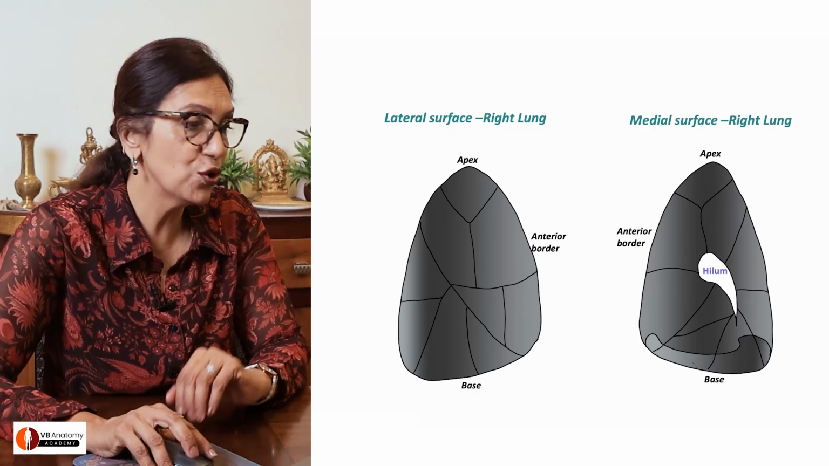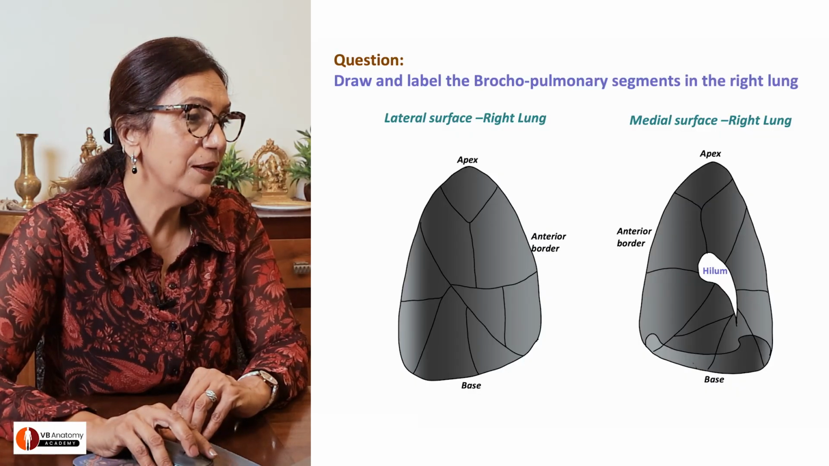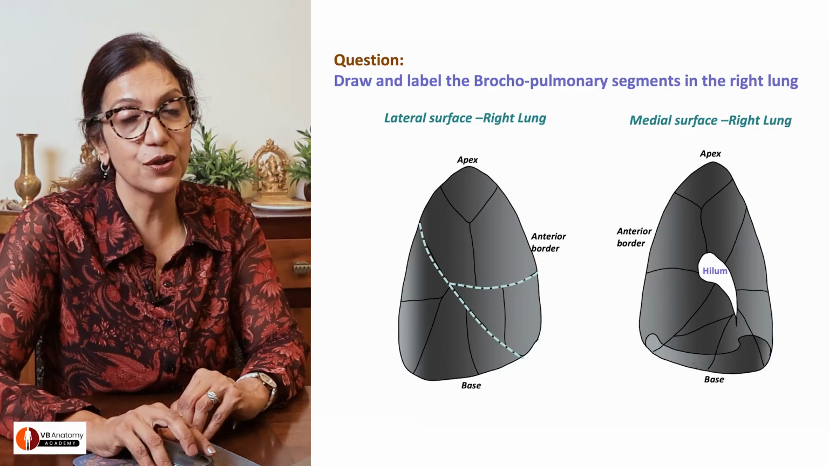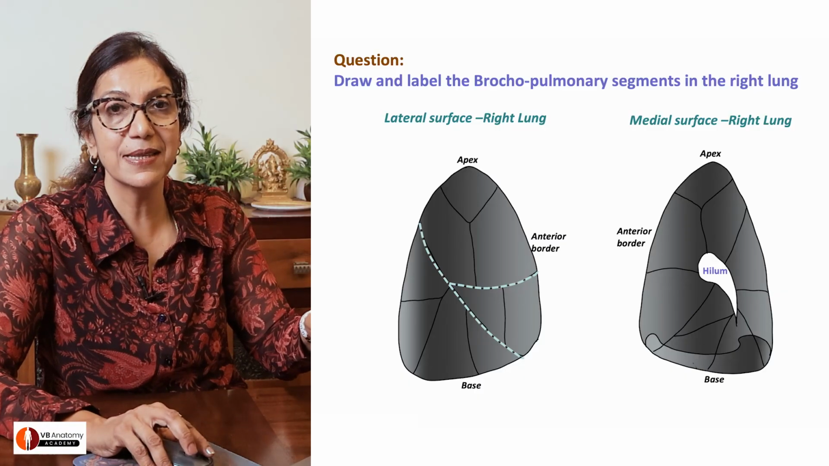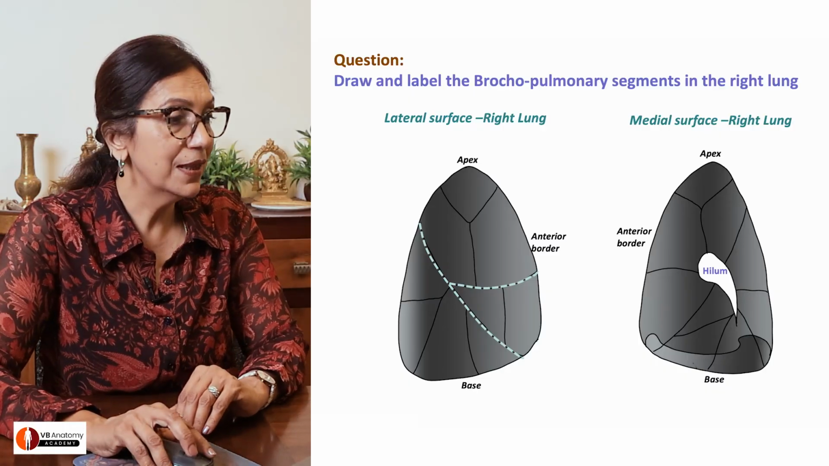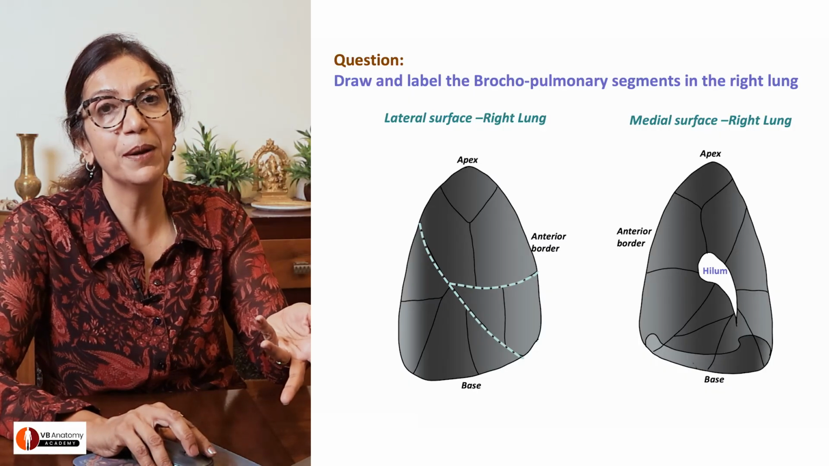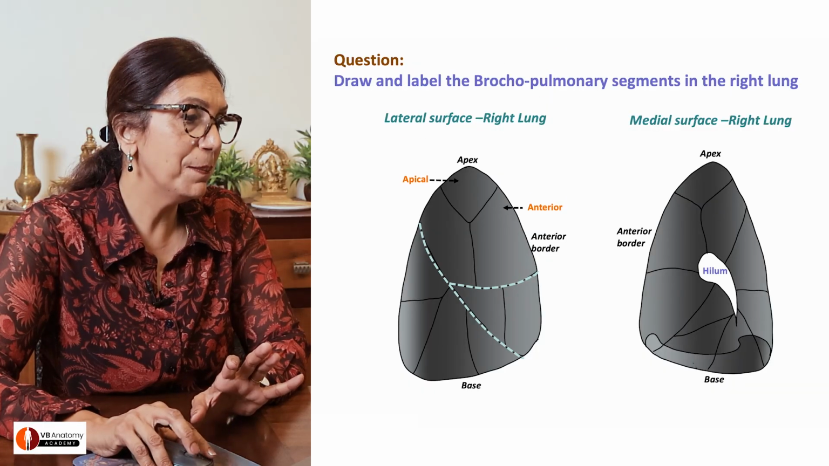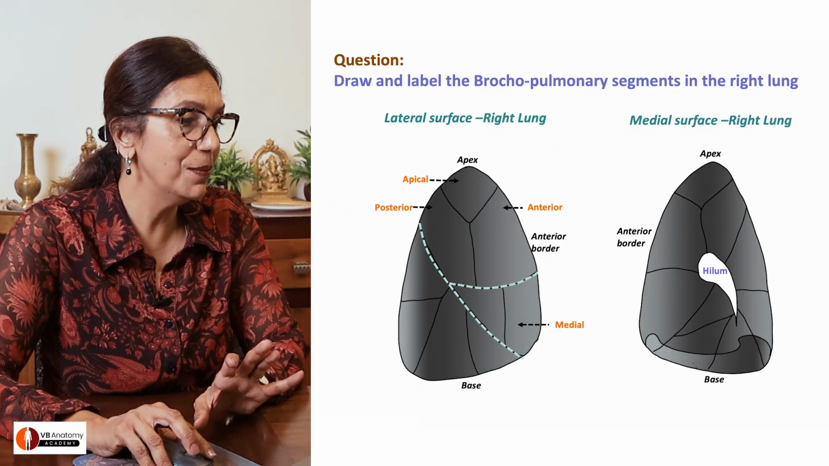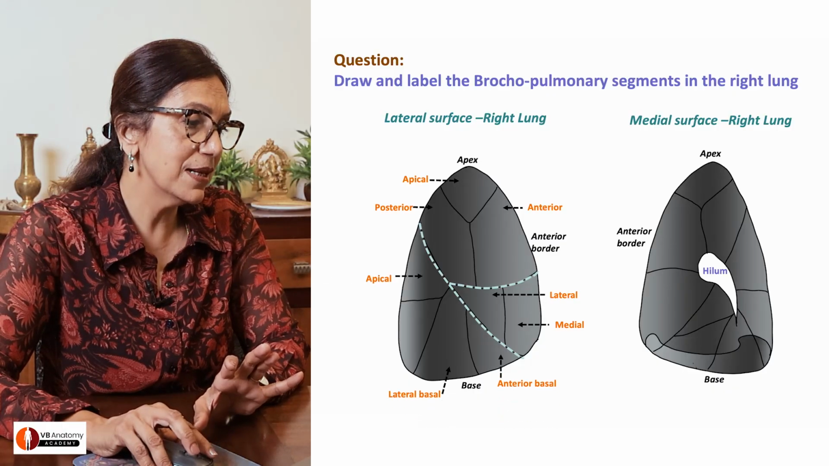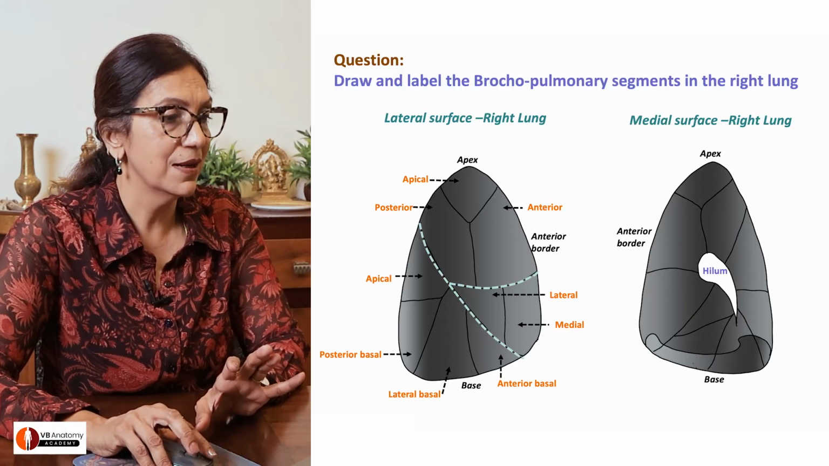Just remember when you draw your lung, remember to draw your horizontal and oblique fissure. Once these fissures are placed in the correct place, your lobes are clearly evident. Now to label the bronchopulmonary segments doesn't take anything. See, upper lobe apical, anterior, posterior, middle lobe medial, lateral, lower lobe apical, anterior basal, lateral basal, posterior basal.